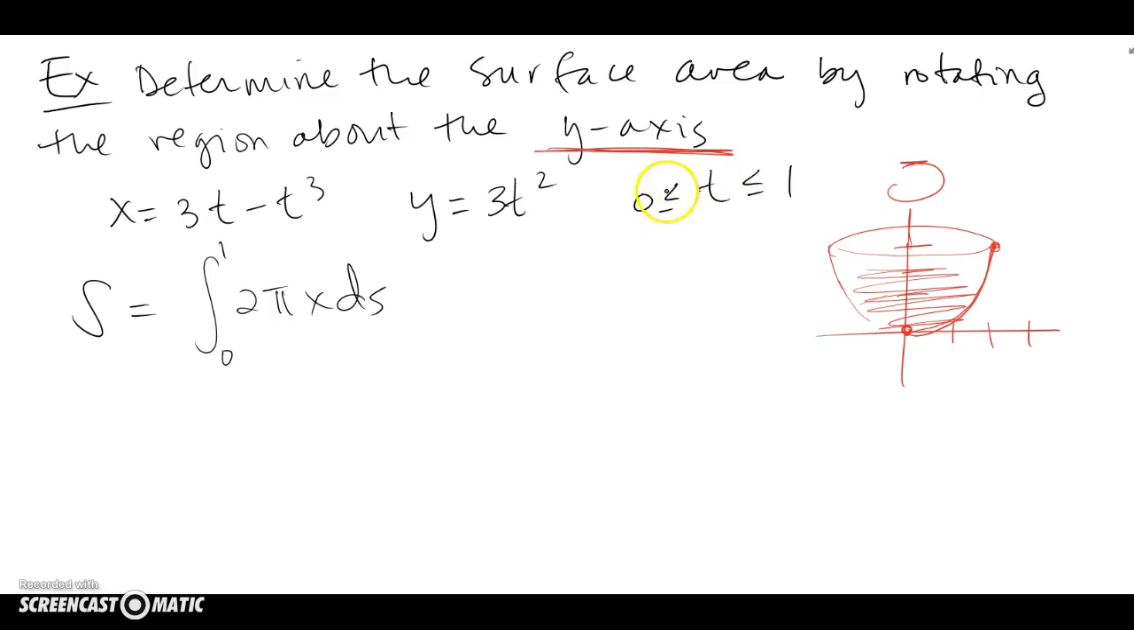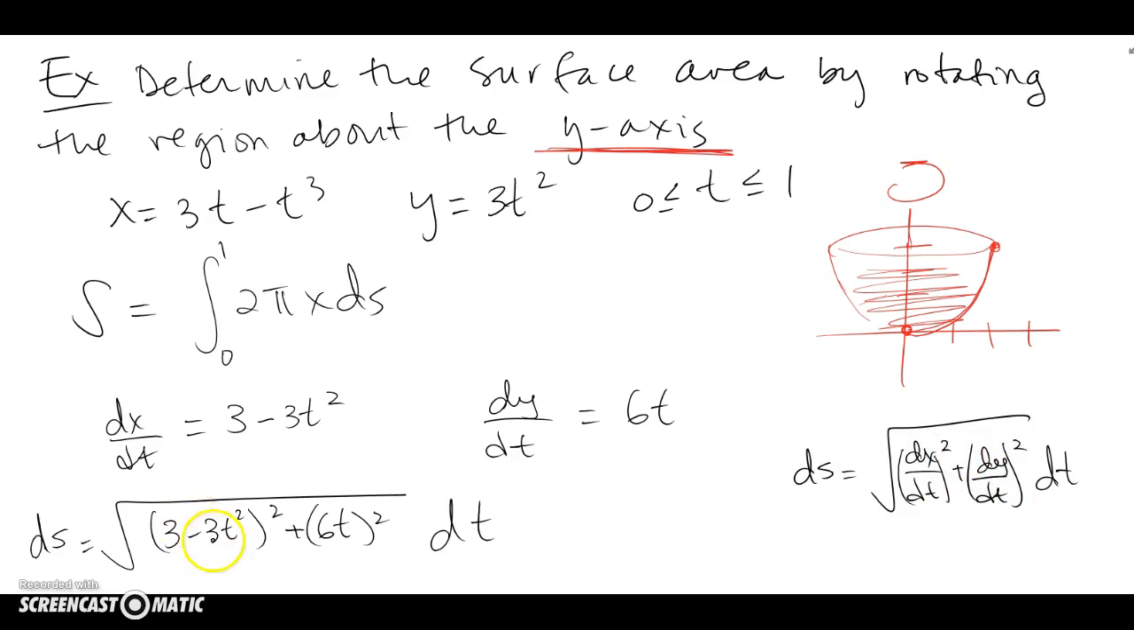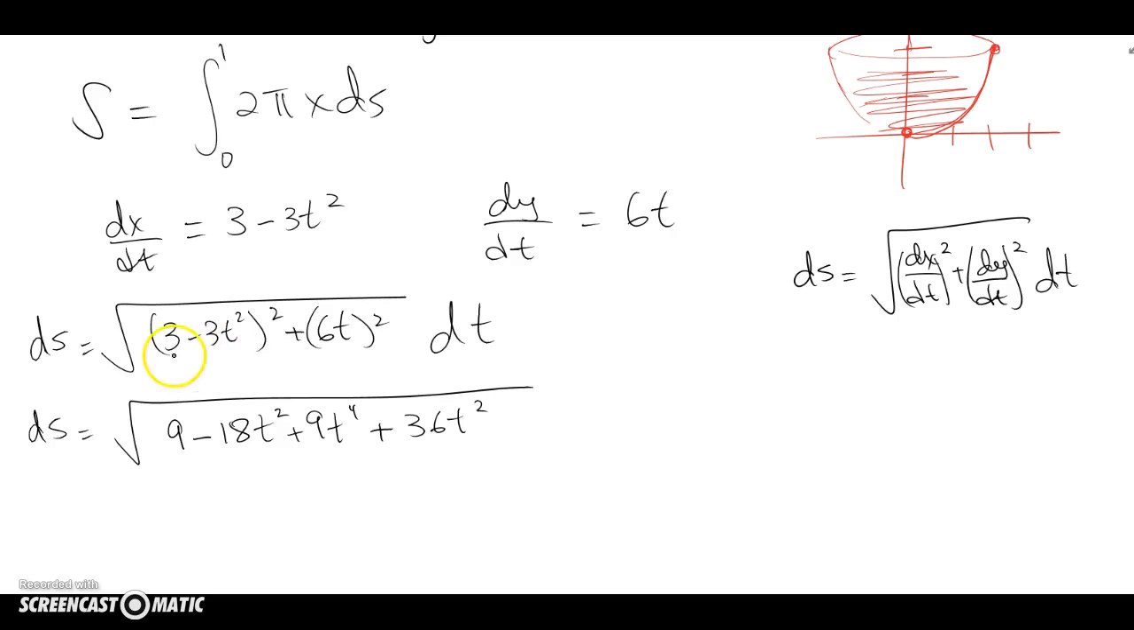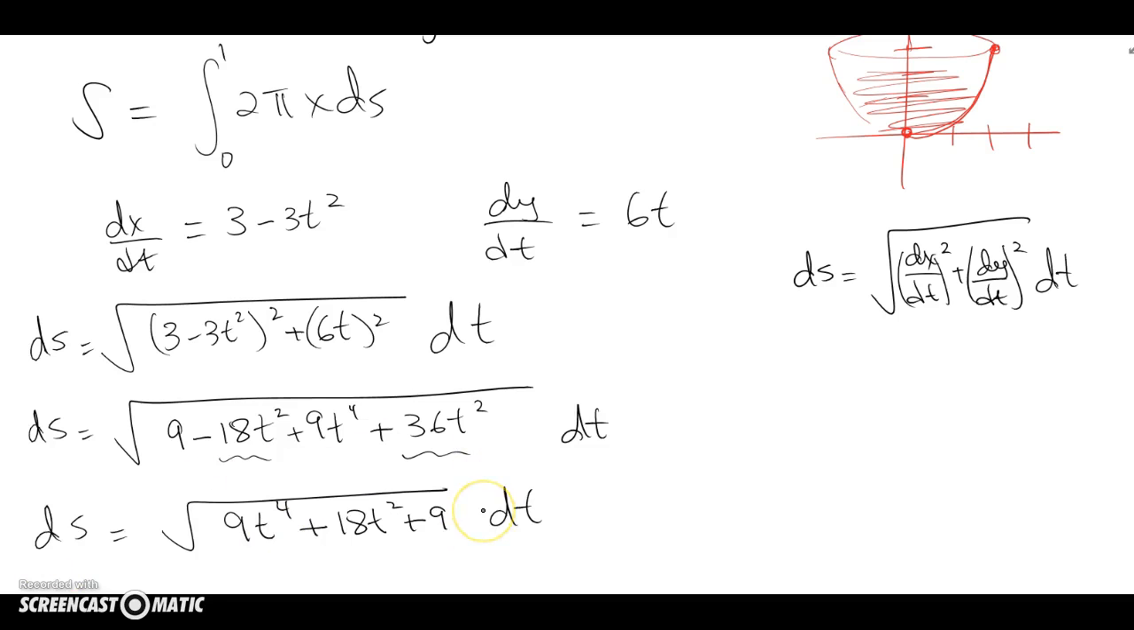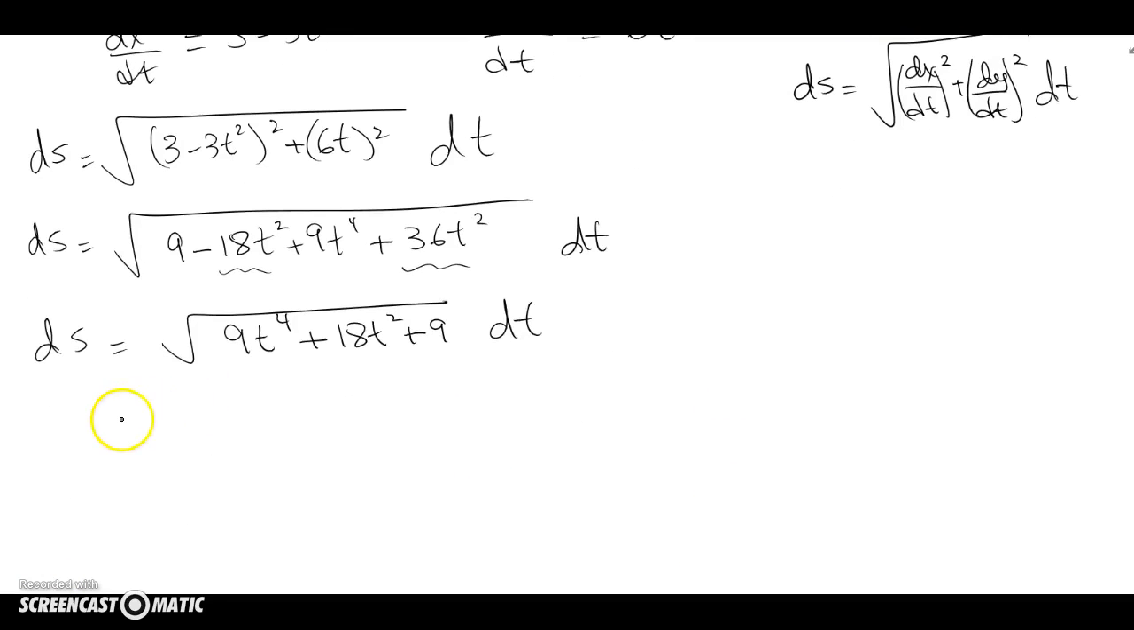I'm doing a y-axis rotation, so 2 pi x ds is what I'm looking at. I'm going to go find my ds. We got our dx/dt and our dy/dt. Let's square both. In computing our ds, we square dx/dt and dy/dt, and do a little bit of algebra. Square this binomial. Don't forget you can't square the terms individually. You have to write 2 binomials and multiply it out. Square this guy, and it looks like we can combine some like terms. Once we combine like terms, it looks like they have a 9 that we can factor out.